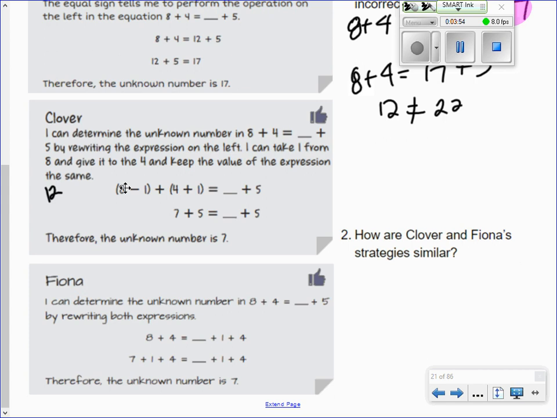I'm going to subtract 1 from 8, and I'm going to add that 1 to the 4. And now I have 7 plus 5. Well, look at this. 5. My missing number is 7. Is 12 equal to 12? Absolutely.